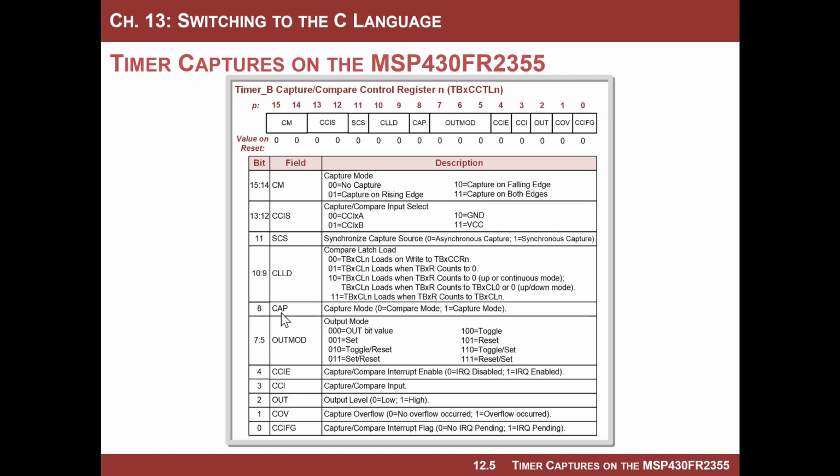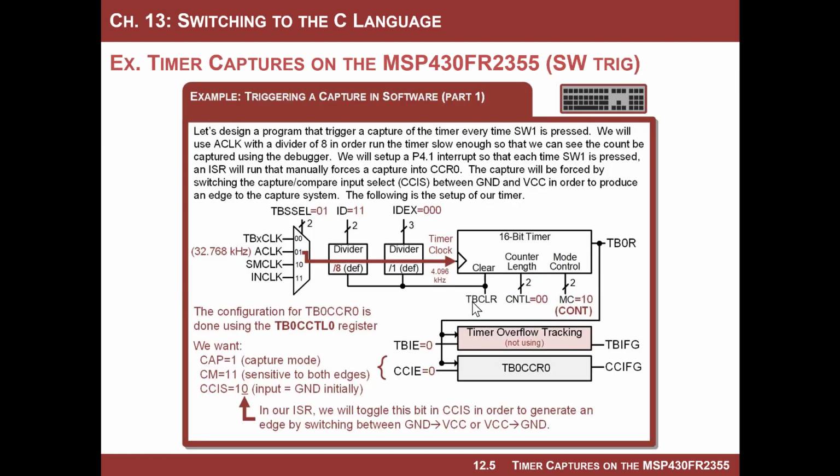The other thing we do here is the CAP bit is what puts it into capture mode, so we have to set that. Then you have all the other flags and everything set up right here. But what we're going to do is an example where we're not going to use an interrupt from the compare system or the capture system.